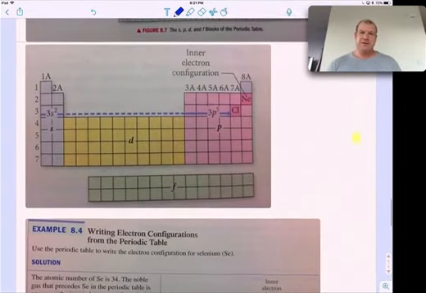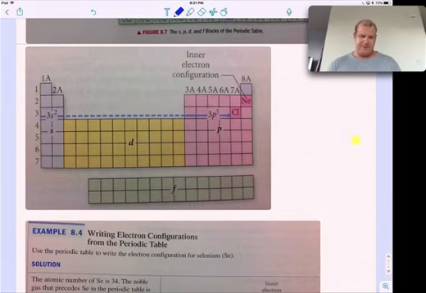And now next class we will talk about some of the consequences of the quantum mechanical model.